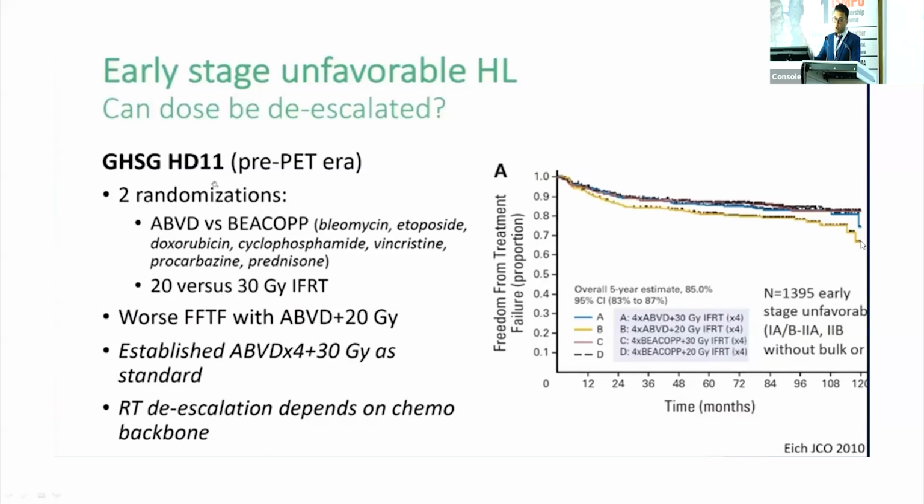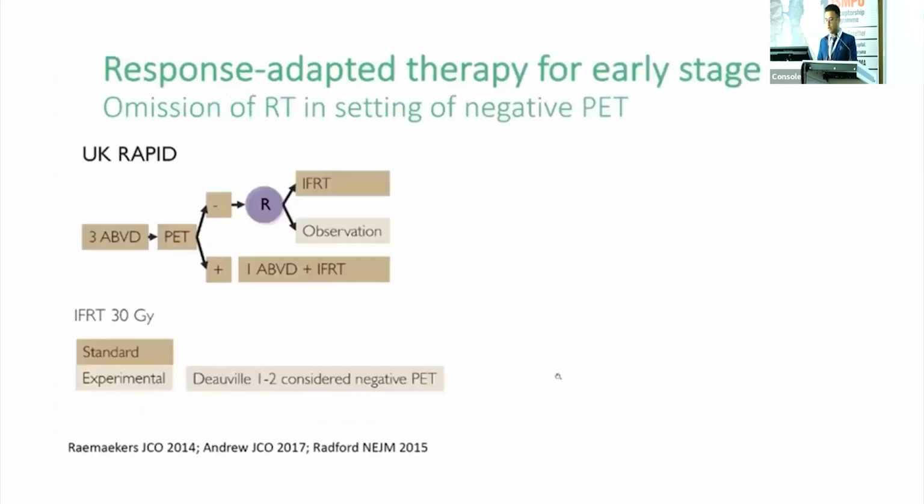It also showcases that dose de-escalation of radiation from 30 to 20 gray can happen, but it has to depend on the chemotherapy backbone. If you're using an escalated BEACOPP, then we can go to 20 gray. If not, we stay with 30 gray.